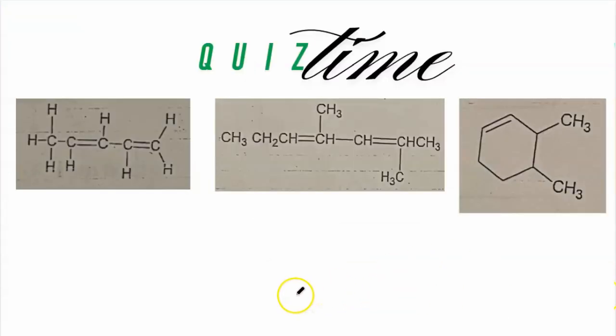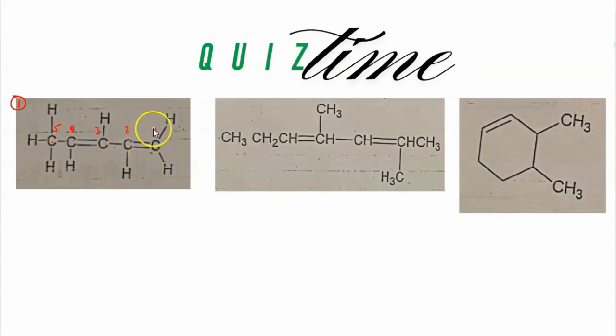Let's try these 3. Pause the video here, give them a try, and then we'll go through them together. All right, let's start with this first one here. So here we have a 1, 2, 3, 4, 5 carbon chain, and there's some double bonds in there. So this is a pentene, but there's 2 of them. We have to label where they are, and it makes more sense to start counting here so that we have lower numbers. So 1, 2, 3, 4, 5.